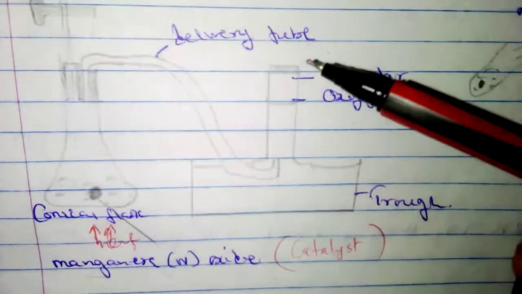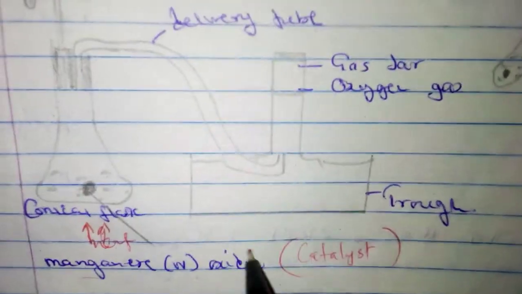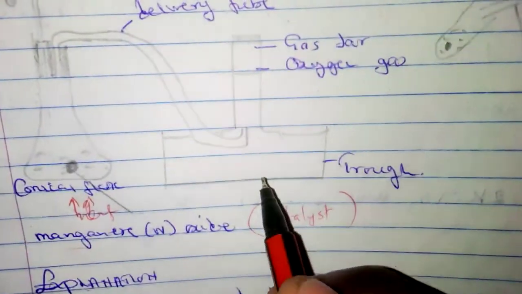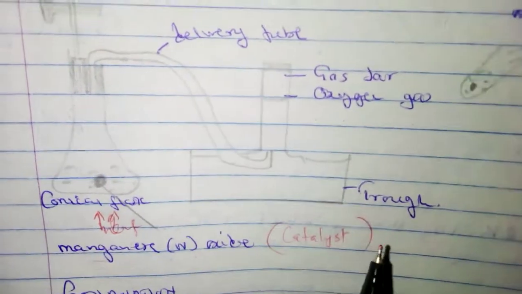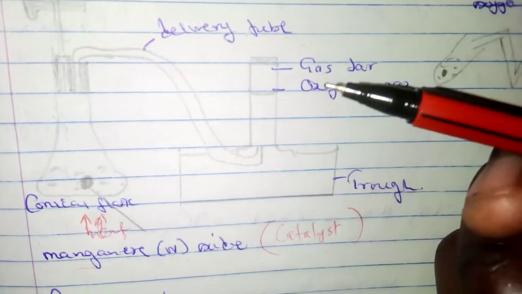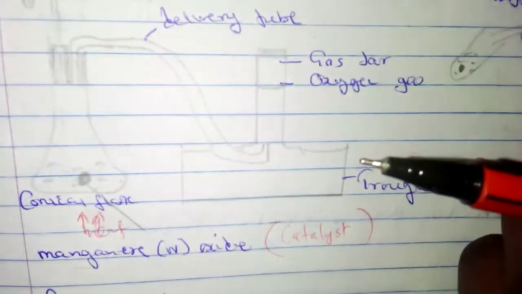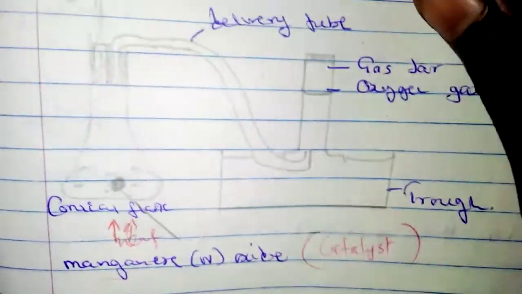And then the gas will be collected this side in a trough containing water. Usually this method is called downward displacement. Why? The reason is oxygen does not easily dissolve in water. That's why it's collected like that. So that is the first method.